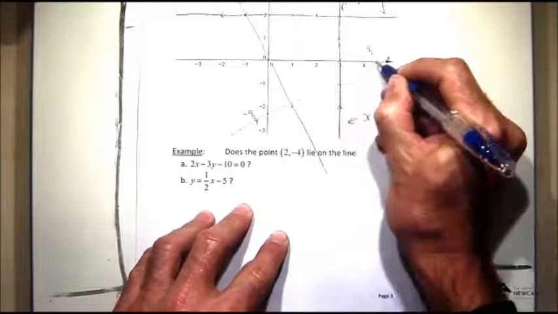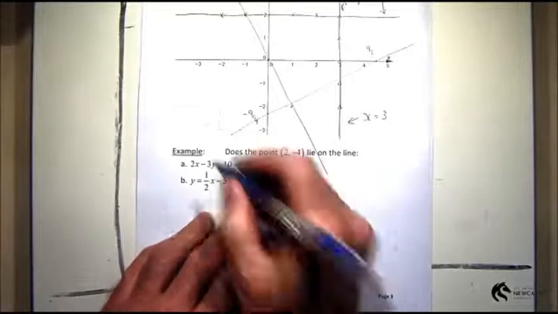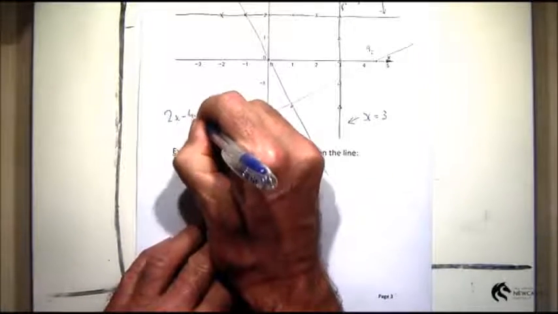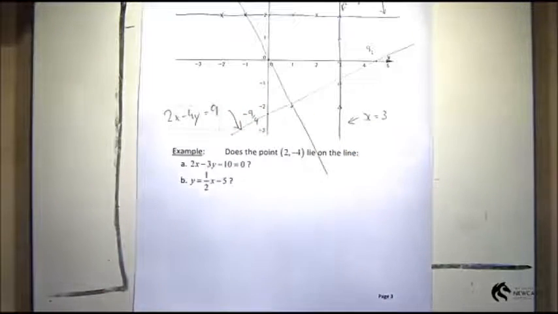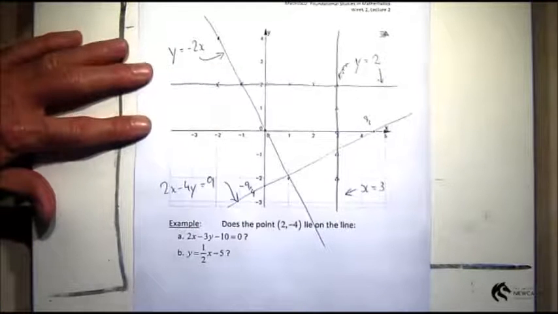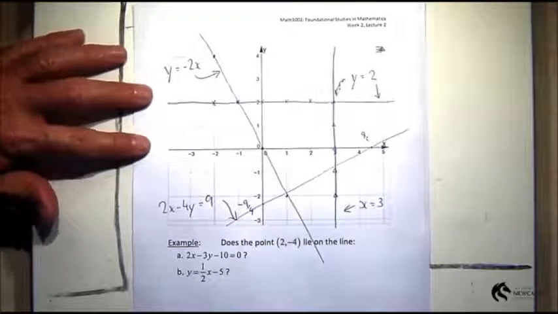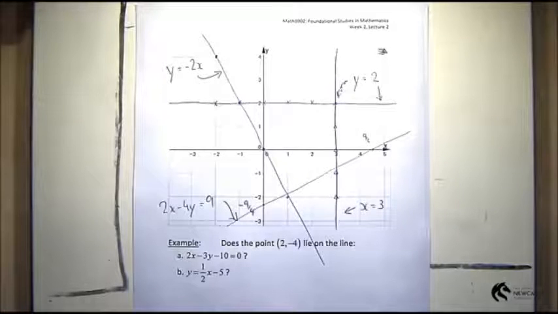And again, I should have brought my ruler with me, I thought I did. But here is the graph of 2x minus 4y is equal to 9, sitting there. So given the equation, we can find the associated graph for our linear equation.